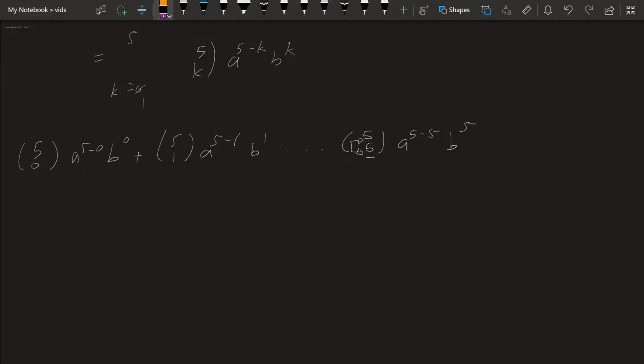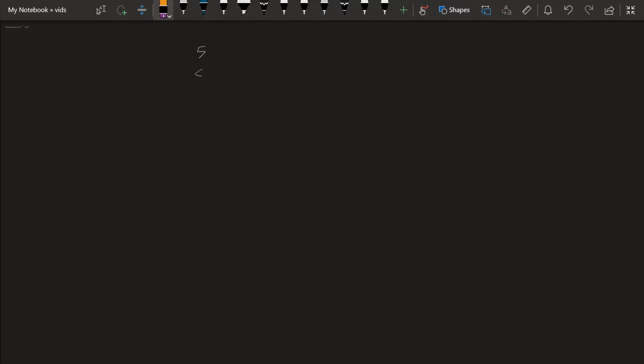Now, let's do some activities from the book so you guys can understand it. Let's do activity 2, page 24. Example 2, page 24. It tells you that you have (2x plus 3) all raised to the power of 5, right? Let's use the binomial theorem to expand this out.